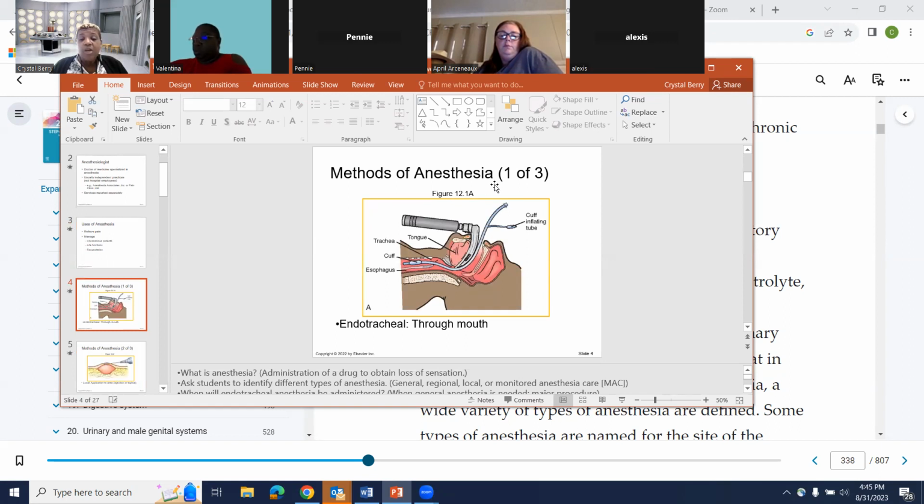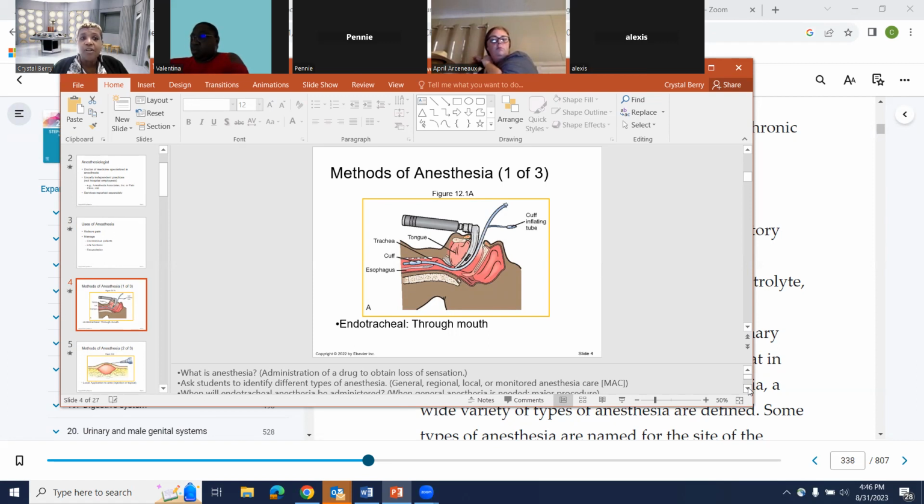Methods of anesthesia. All of this information is also in your textbook, but the PowerPoint slides break it down so that you really get a full understanding of what it's saying. Methods of anesthesia. This is endotracheal, and it's showing you a diagram through the mouth. They're putting that tube through the mouth, and it tells you what anesthesia is: administration of a drug to obtain loss of sensation. And it tells you different types. We already know the different types: general, regional, local, or monitored anesthesia care.